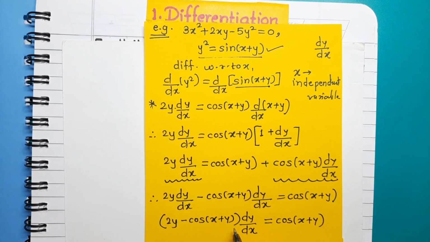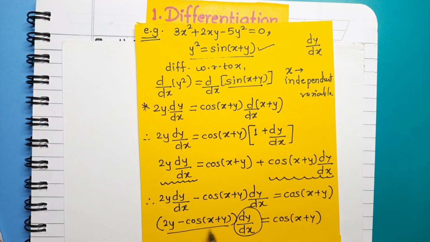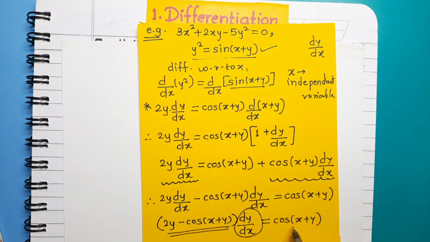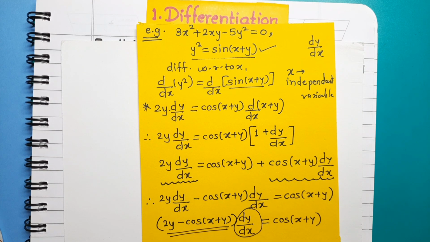Now see, the picture is very clear here. We have to find out dy by dx. So by shifting this bracket on RHS, we will get dy by dx. So this is the technique to find out derivatives of implicit functions. So let's move to Exercise 1.3, question number 3.